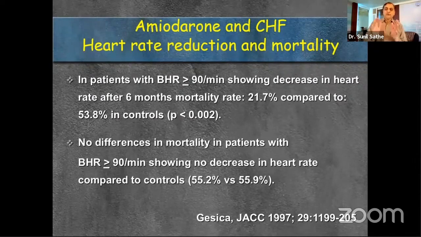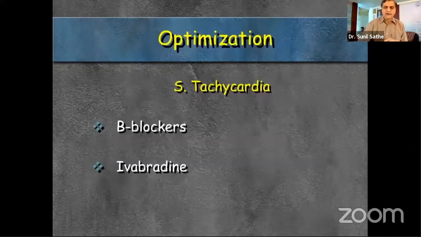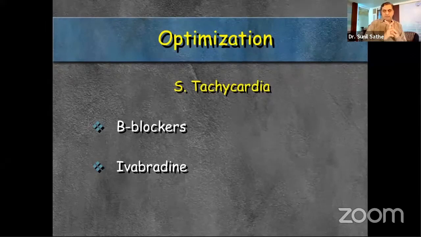Patient comes to us with a rate of 90, 100, or is discharged with a rate of 100 is not acceptable. So what do I mean by optimization? Of course, I would have beta blockers and ivabradine. Now, what is optimized heart rate in heart failure? Optimized is at rest. My patient's heart rate should be less than 85, ideally between 65 and 75, as long as the patient does not have symptoms.